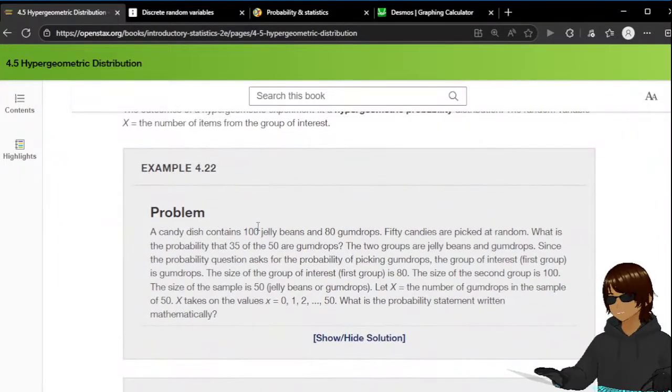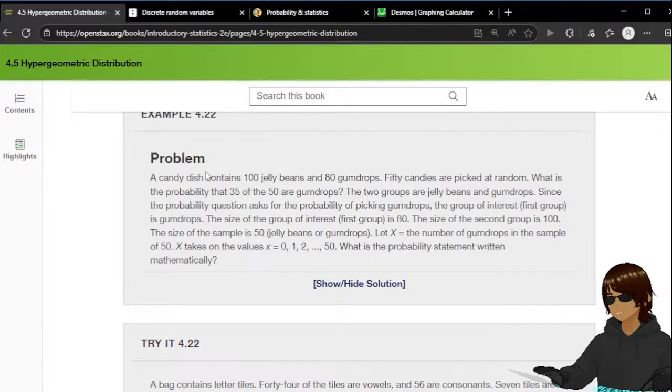A candy dish contains 100 jelly beans and 80 gumdrops. 50 candies are picked at random. What is the probability that 35 of the 50 are gumdrops? The candy dish contains 100 jellies and 80 gumdrops. 50 candies are picked at random. What is the probability that 35 of the 50 are gumdrops?